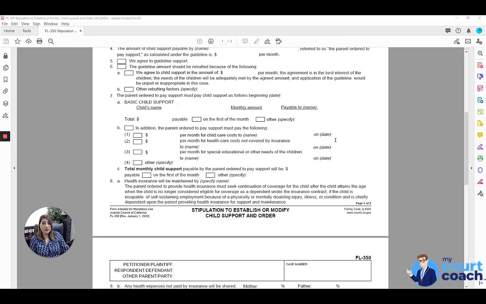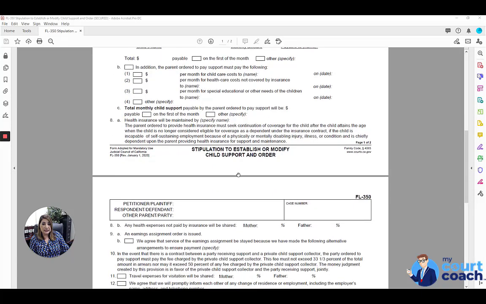If you are agreeing to additional child support above and beyond the base child support amount, then in 7B you would mark the box that says 7B, and there are options to include an amount for childcare costs, healthcare costs, special educational or other needs of the children, or any other expenses that you can anticipate. And these are just dollar amounts only, by the way. You can then add those to the total and put that in line 7C. And again, if you want to include a schedule, you have the opportunity to do so right here.